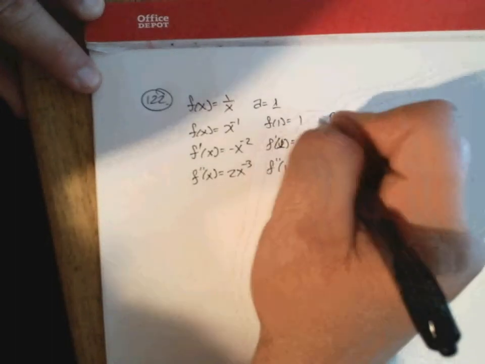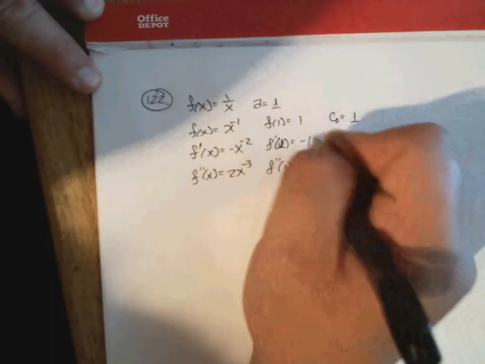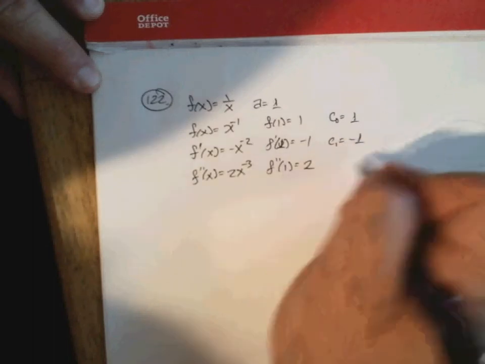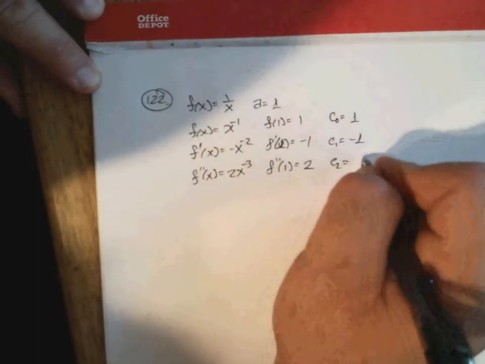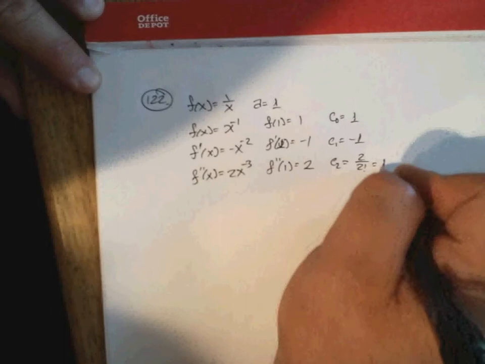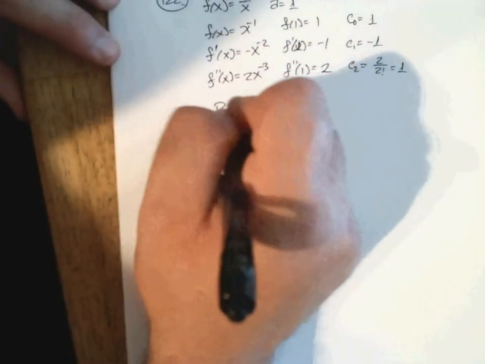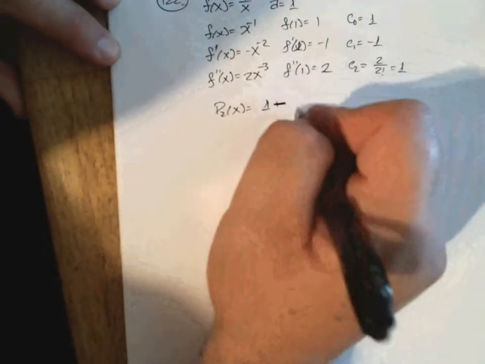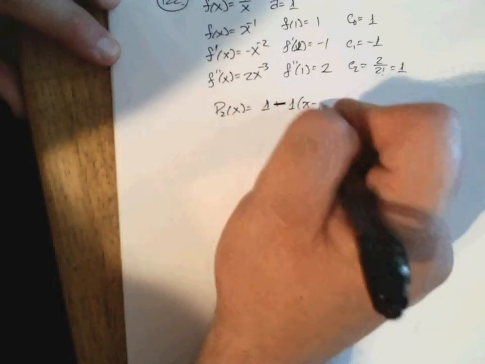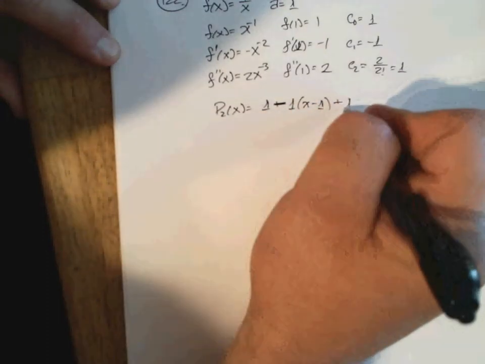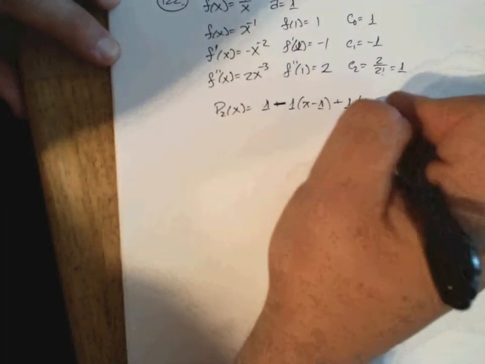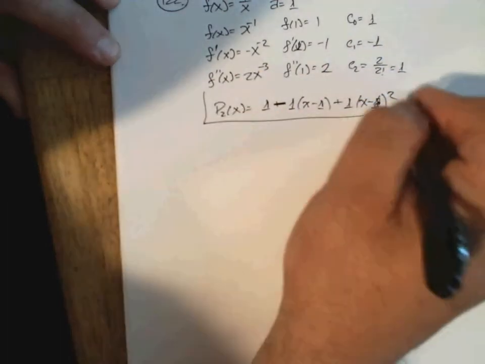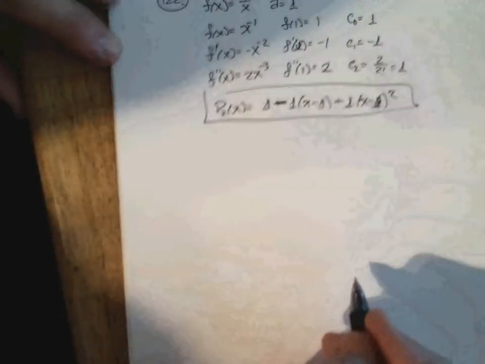There's our evaluations. Remember, C0 now is basically just that. C1 is that divided by 1 factorial, which is just that. And C2 is this divided by 2 factorial, which is 1. Okay? Now write the polynomial. C0 plus C1, so that's a negative, x minus a, plus C2, x minus a, which is 1, squared. There's your degree 2 polynomial approximation to this. Okay?